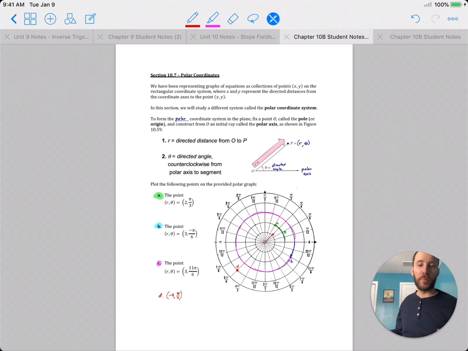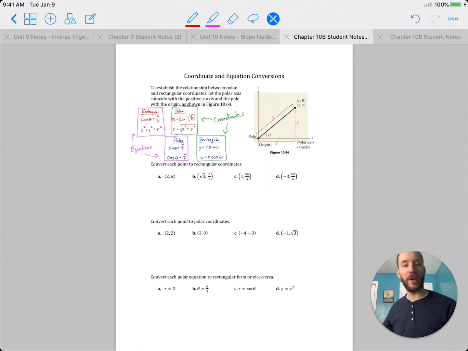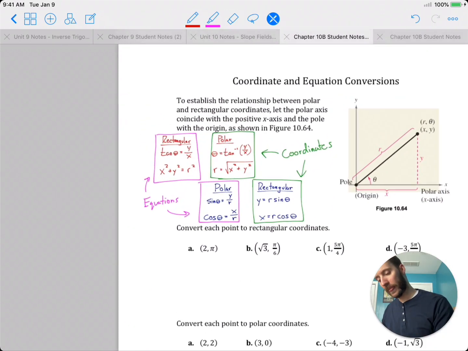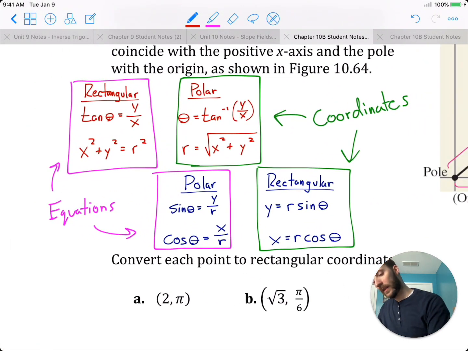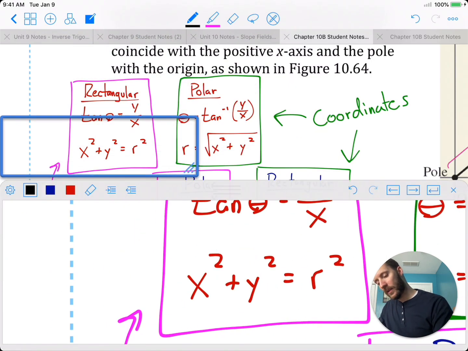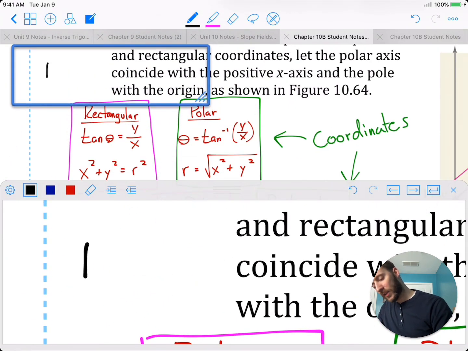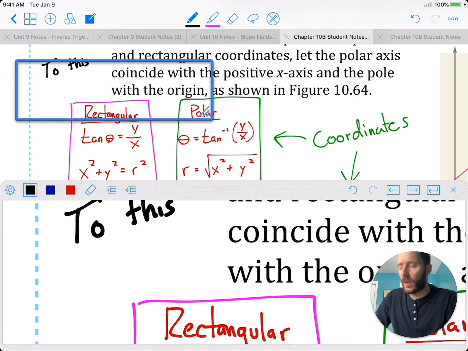So if there are polar coordinate systems, just like parametrics, we can convert from one to the other. So we have some equations here, and I want to make a specifying point. These are if you're going to this, what's the word I want? To this form.